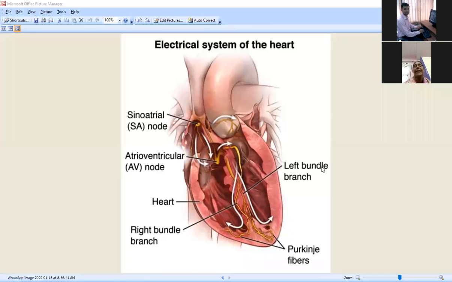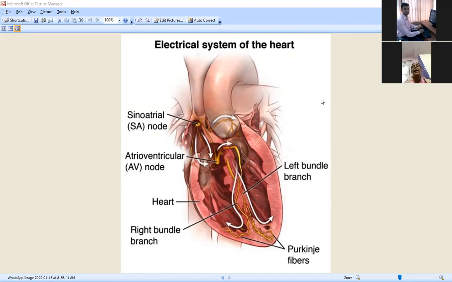Then the third step is when the ventricles contract. Now, when the ventricles contract, the right ventricle sends blood to the lungs for oxygenation, and the left ventricle sends blood to all parts of our body through the aorta, or main artery. All these things we have seen. I explained all these things in my last class.